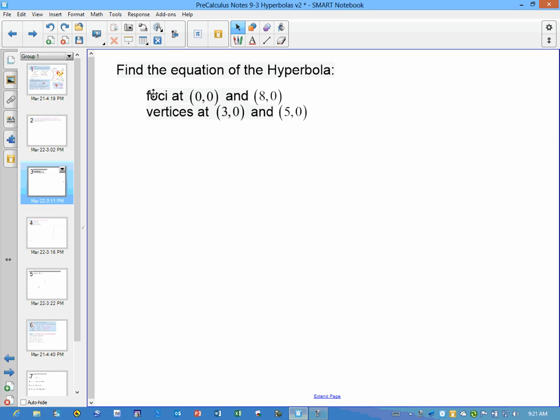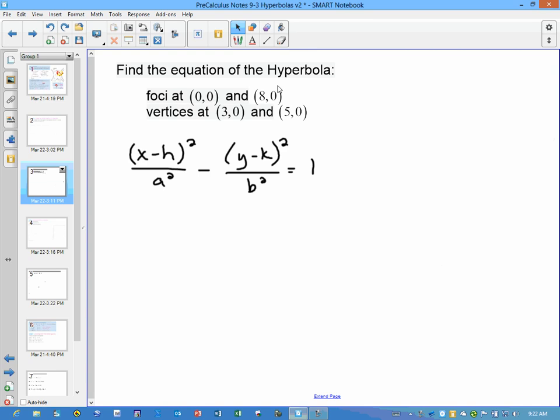So here we have foci at (0, 0) and (8, 0), vertices at (3, 0) and (5, 0). Notice the only change here is to the x components. So once again, we're going to have a horizontal model. I like to identify that right off the bat. This is going to be our model, the one with the x coming first.